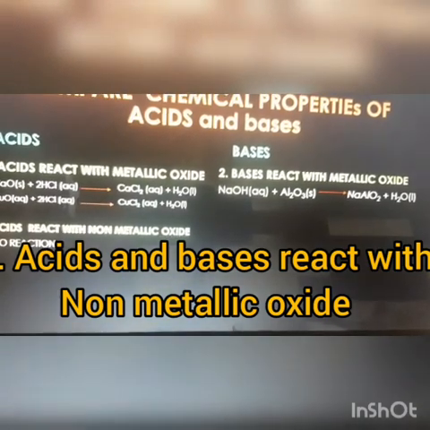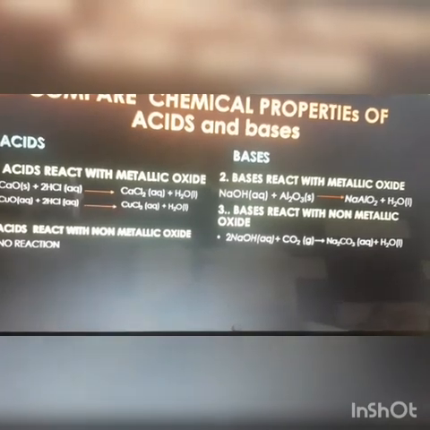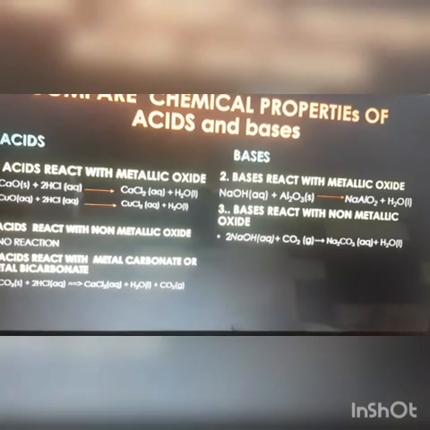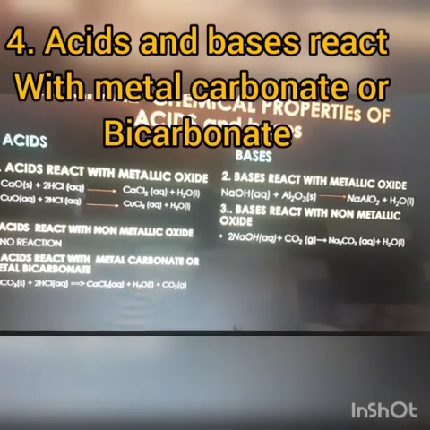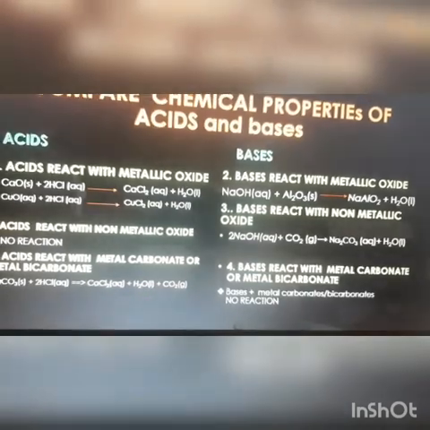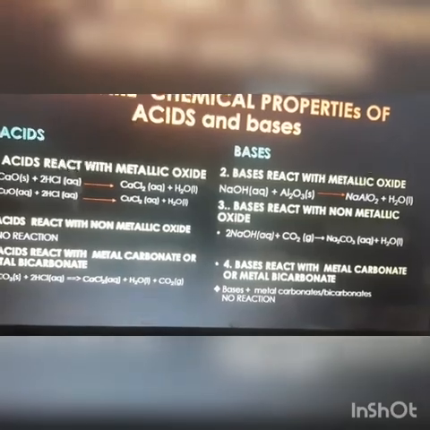Then we have studied that acids do not react with non-metal oxides, whereas bases do react with non-metallic oxides to form salt and water. Lastly, we have studied that when acids react with metal carbonates or bicarbonates, they release carbon dioxide gas, whereas bases do not react with metal carbonates or bicarbonates.